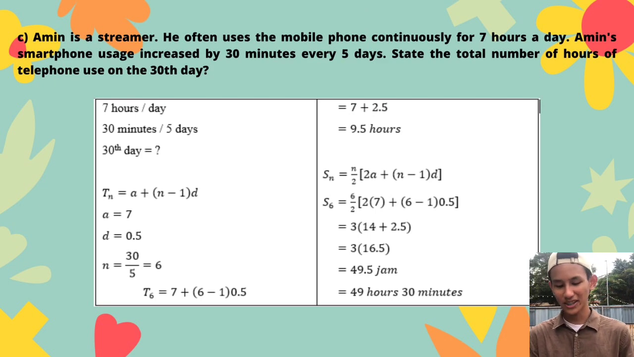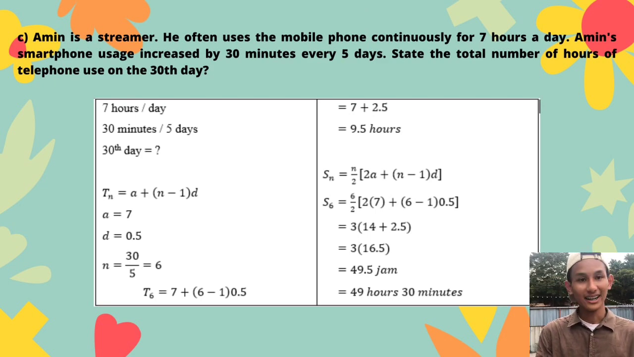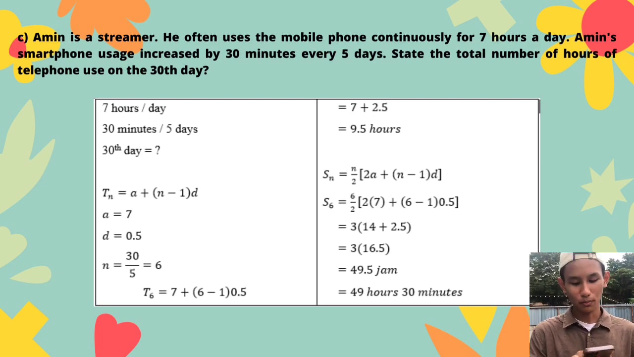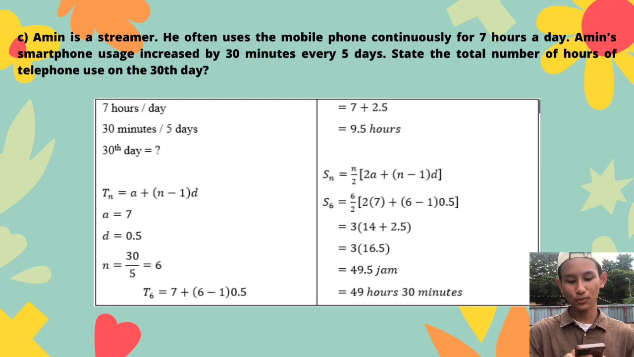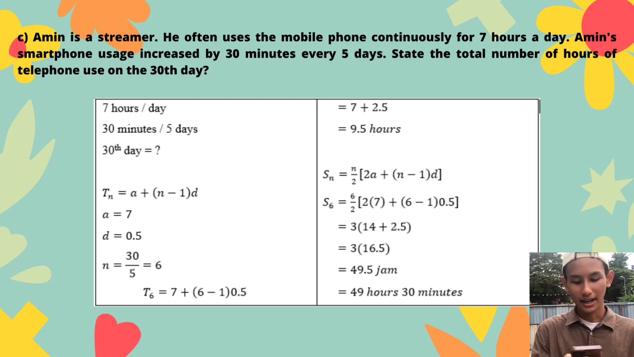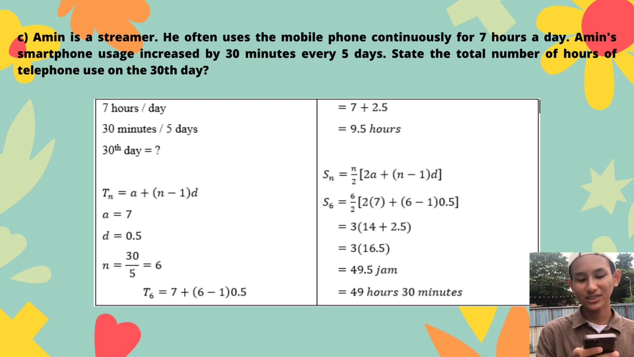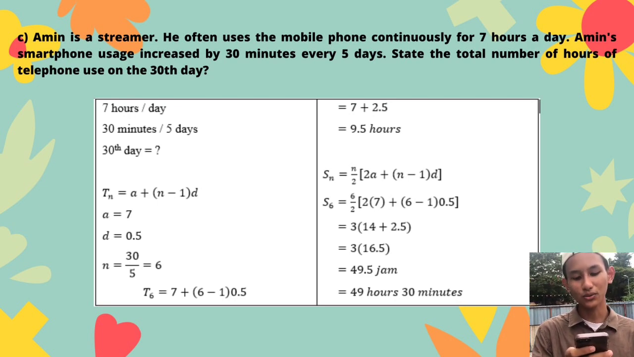Okay, the question for C. The question: Amin is a streamer. He often uses the mobile phone continuously for 7 hours a day. Means smartphone usage increases by 30 minutes every 5 days. State the total number of hours of telephone used on the 30th day.